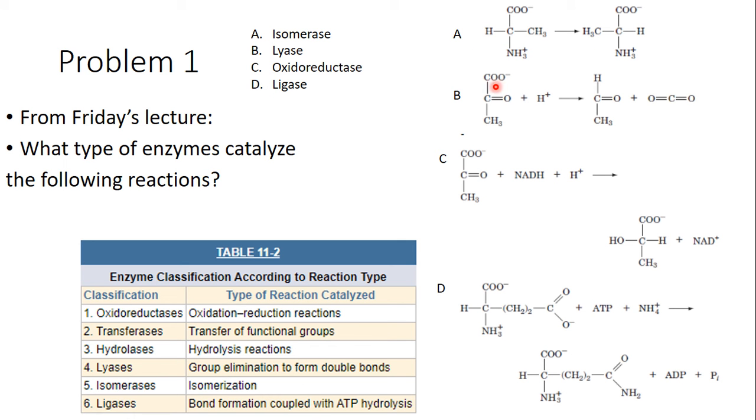B, we have a COO minus up here, and we're chopping that off to form carbon dioxide, O double bond C double bond O. We are eliminating a group, so that would be a lyase.